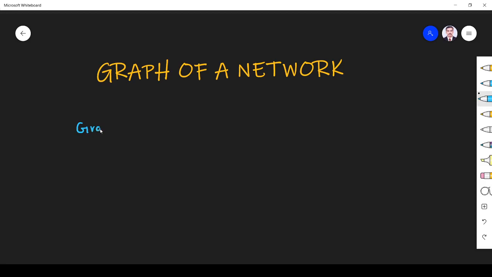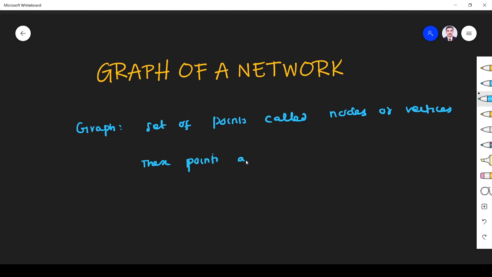A graph is a set of points called nodes or vertices. These points, these nodes, are connected by lines, which are called edges. So a graph comprises a set of points called nodes or vertices, which are connected by lines called edges.